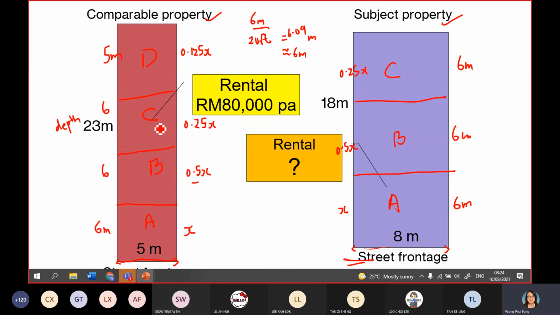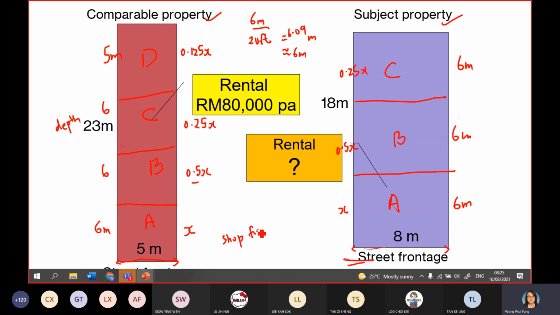Okay, visibility, accessibility, yes, correct. You just imagine this one is a shop, say for example like Uniqlo, H&M. This one is the shop layout. This is their shop layout, very long and thin, like a rectangular. So A always is the most expensive. Sometimes we call it shop front.